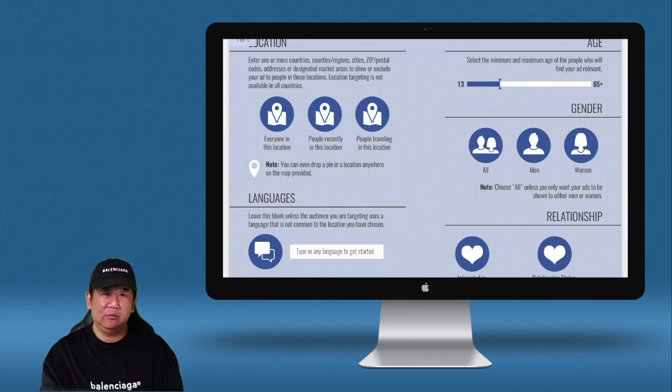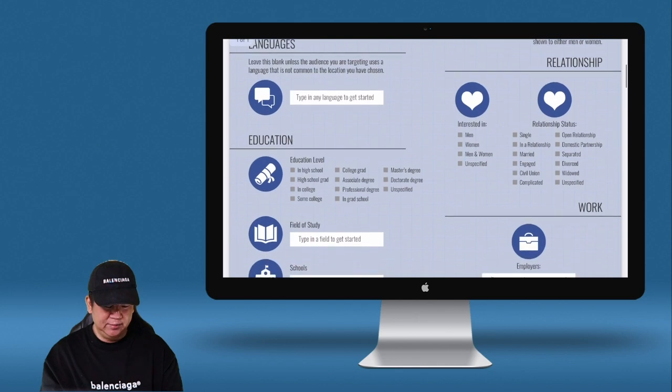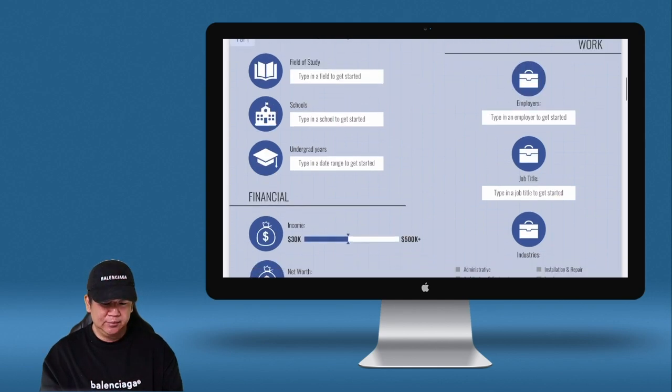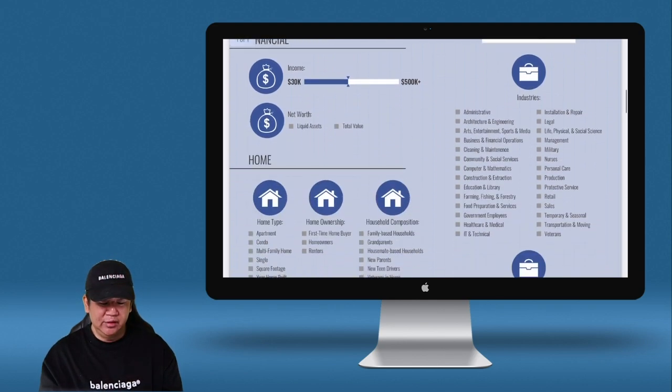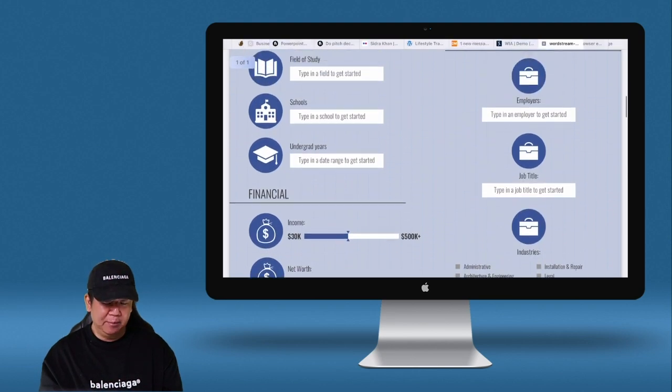And this is a nice checklist to remind me that I can target by location, age, gender, relationship, languages, education. And education, we have not just education level, we have fields of study, schools, undergraduate years. For work, we have industries, which are basically auto categorizations based on machine learning. So we have all the way from administrative all the way down to veterans, job title, employers.